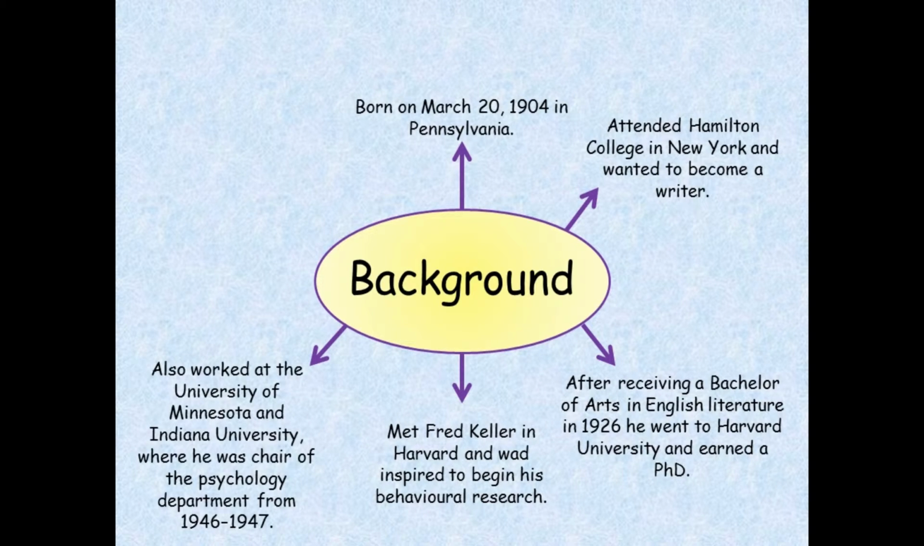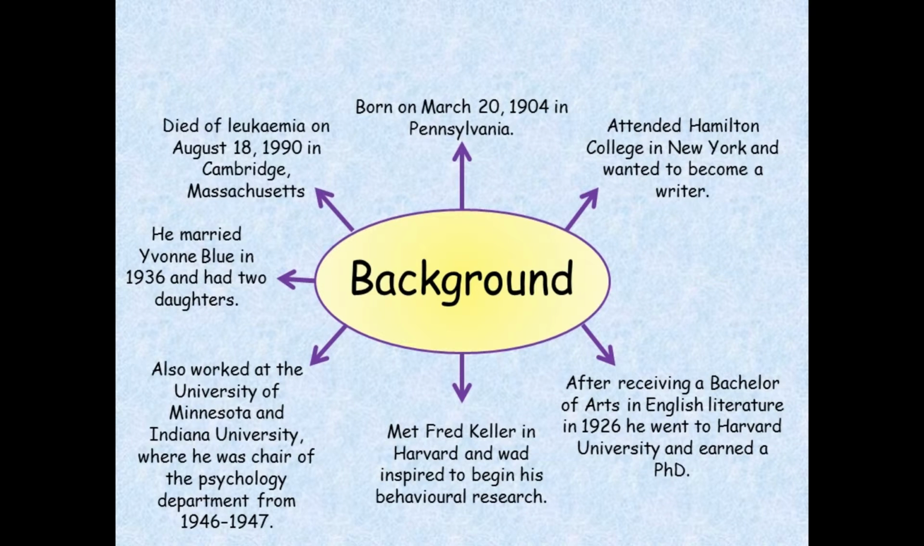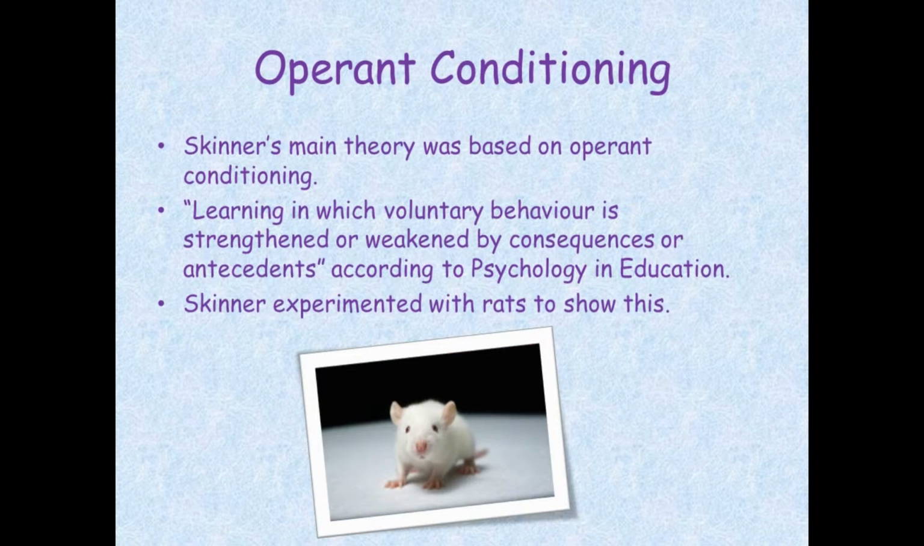He also worked at University of Minnesota and at Indiana University, where he was chair of the psychology department from 1946 to 1947. He married Yvonne Blue in 1936 and had 2 daughters. He died of leukemia on August 18, 1990 in Cambridge, Massachusetts. Skinner's main theory was based on operant conditioning. According to psychology and education, operant conditioning is learning in which behaviour is strengthened or weakened by consequences or antecedents. Skinner used rats to experiment on this theory.